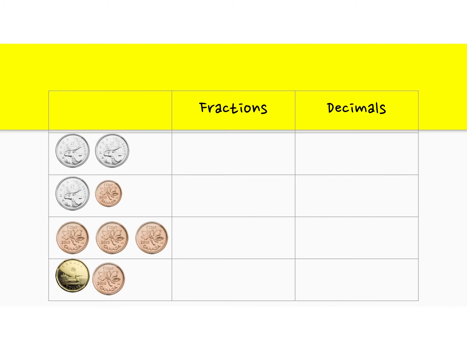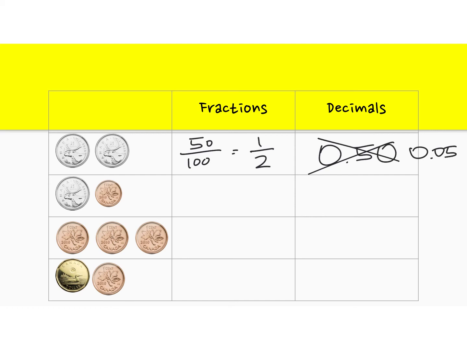So with fractions, we've got 50 cents or half a dollar. So we could do 50 out of 100, or you could write this as a half of a dollar. As a decimal, we write it as 0.5. We do not write 0.05, because that would be 5 cents, which is different than 50 cents.